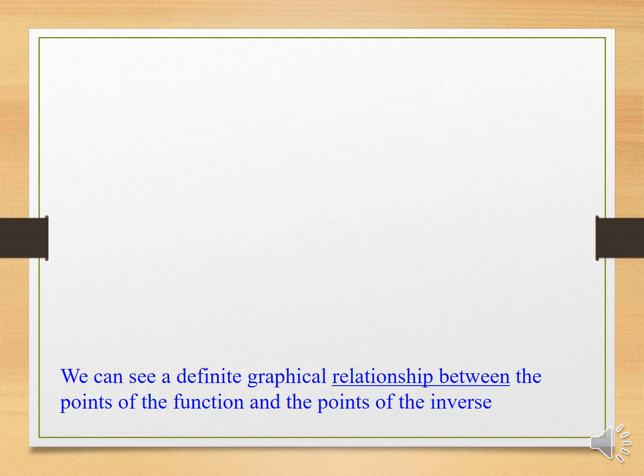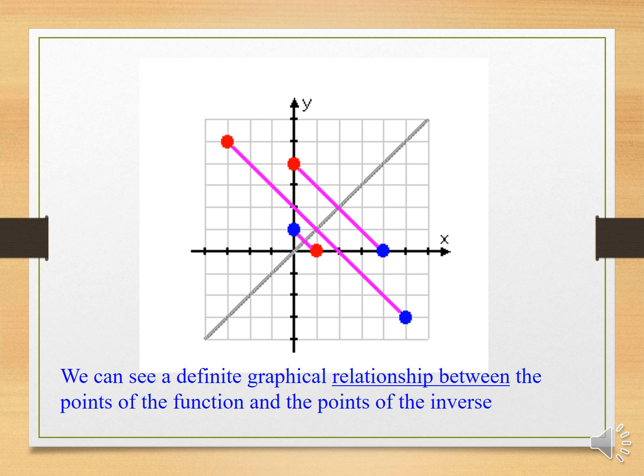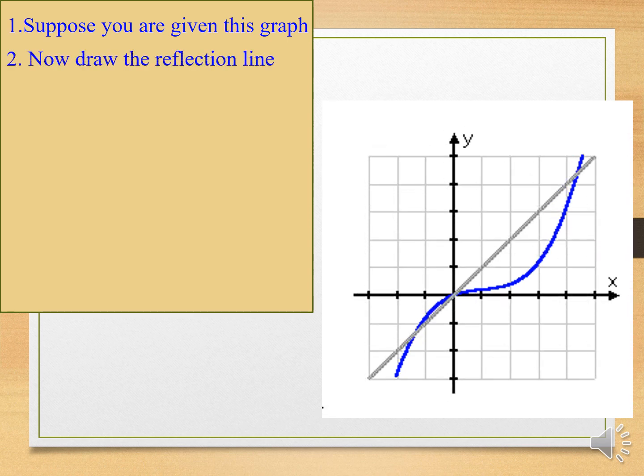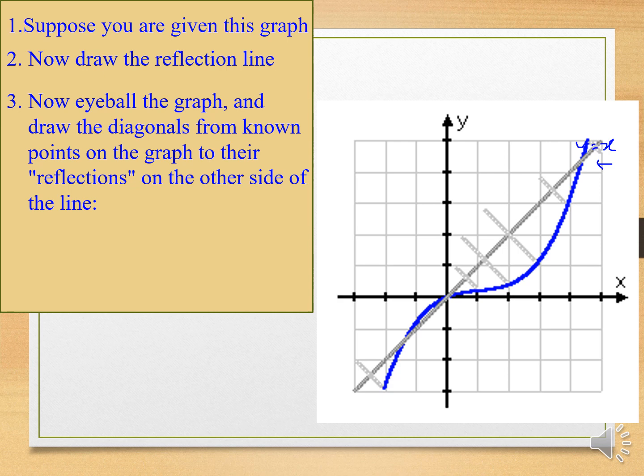We can see a definite graphical relationship between the points of the function and the points of the inverse. Now, suppose you are given this graph. Draw the reflection line, which is the line y = x. Eyeball the graph and draw the diagonals from known points on the graph to their reflections on the other side of the line.